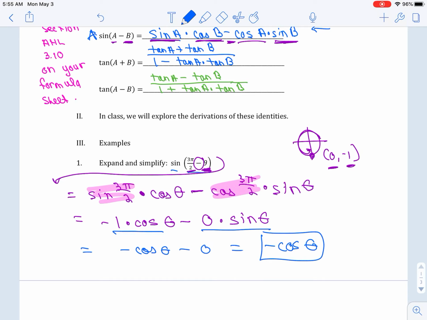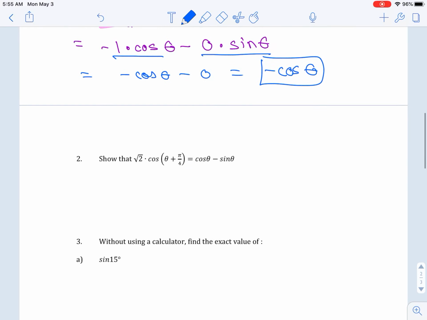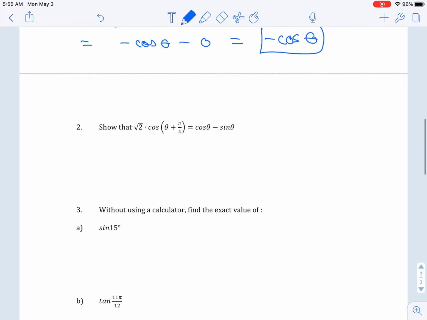All right, let's take a look at the second one. The second one says, show that the square root of 2 times cosine of theta plus pi over 4 is equal to the cosine of theta minus the sine of theta. So what we're going to do is we're just going to work on this side.